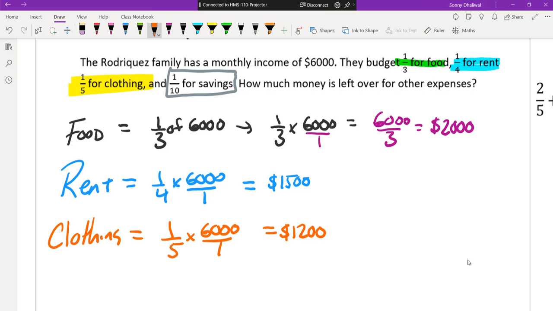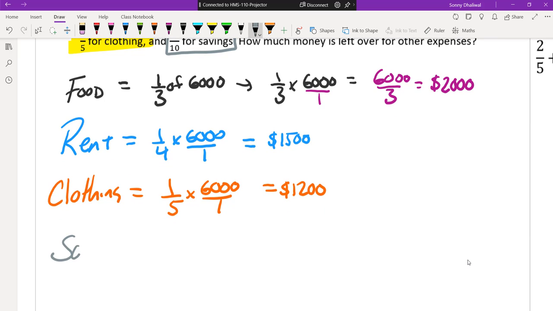And finally, your savings. You're budgeting for vacations or maybe retirement. They're going to save 1/10 of their monthly income. So how much money are they saving each month? What would that be? I got 600. Yeah, it'd be 600.